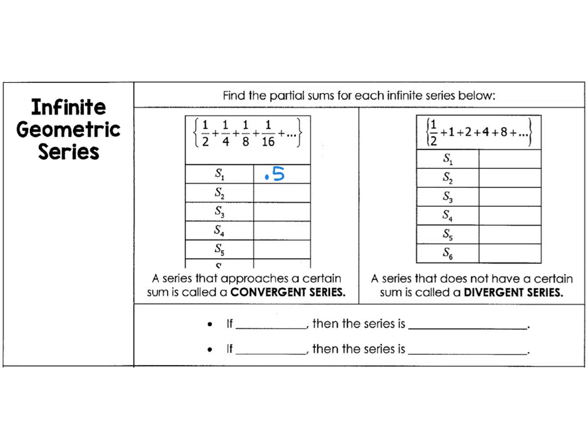Now, the sum of the first two terms, so S sub 2 means 1/2 plus 1/4, we get 0.75. S sub 3 means the sum of the first three terms, so 1/2 plus 1/4 plus 1/8. That's going to give us 0.875. Then if we add up the first four terms, 1/2 plus 1/4 plus 1/8 plus 1/16, that gives us 0.9375.